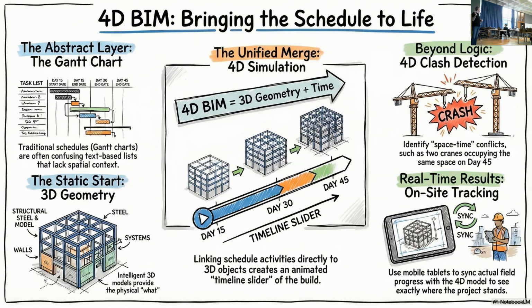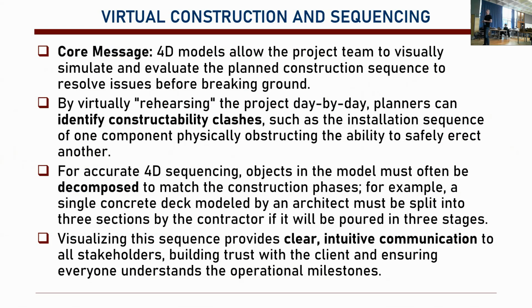We still do that. They're important. You can still create Gantt charts, but you can also connect them to the model and create this 4D BIM, where you can see different activities in time. As a result, you can see what kind of clashes based on time can happen. So basically, we are able to visually simulate and evaluate the sequence.